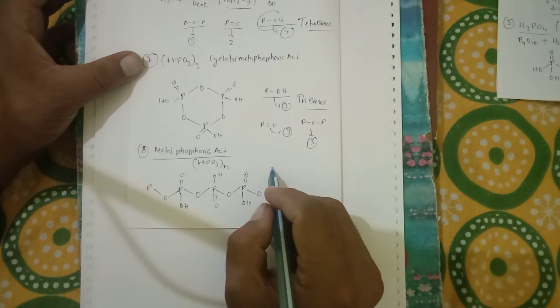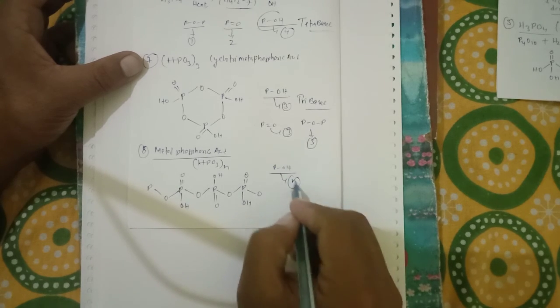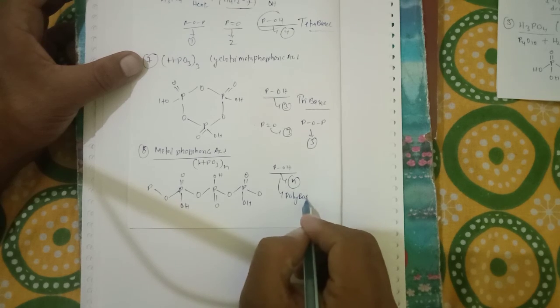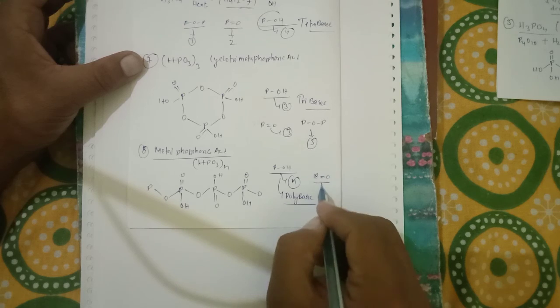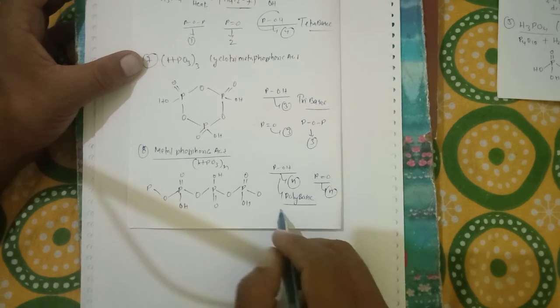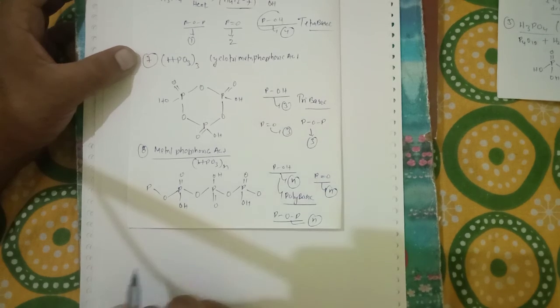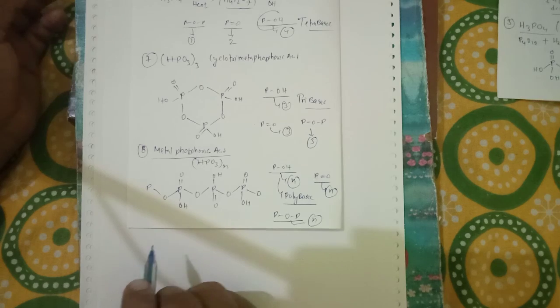So if I say how many P-OH bonds are present, I will say it will be n in number. So it is polybasic in nature. And how many P double bond O bonds are present? Here it will be n in number. And how many P-O-P bonds are there? That will also be n in number. So these are all the different oxoacids of phosphorus. Thank you.